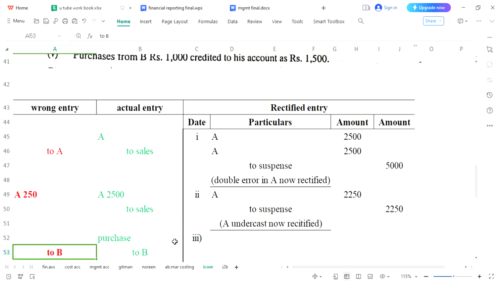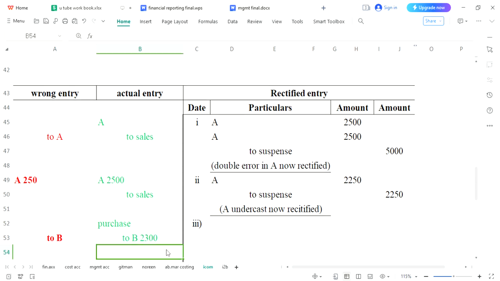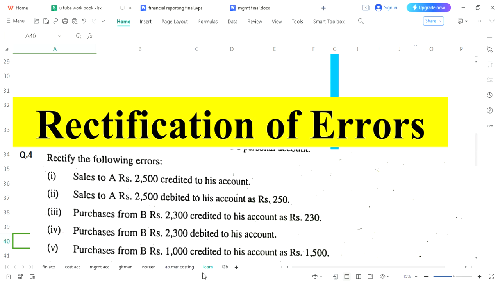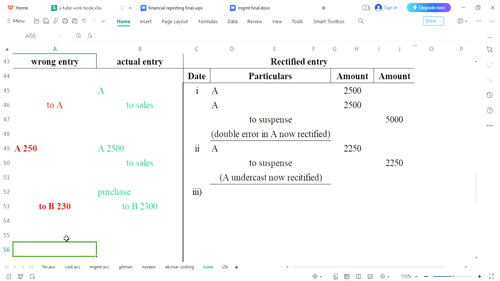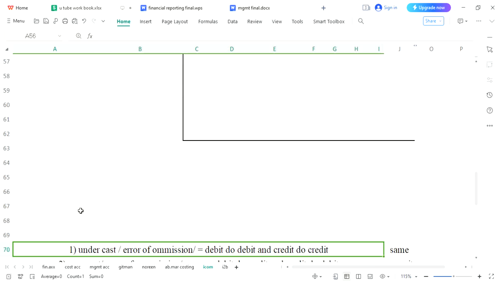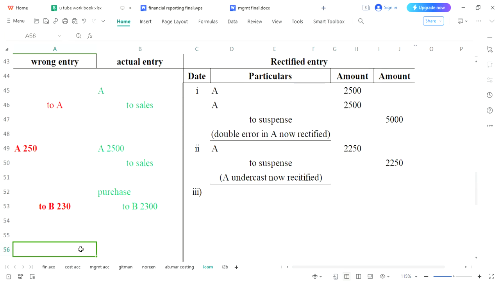Then what had happened? 2300 is the original amount. So 2300 we were supposed to write over here, but instead of 2300 we have written only 230. So here you will write 230. Now let me know what mistake you have done. Instead of 2300, by mistake we have written 230. Less amount has been written, and as you know, undercast means less amount has been written. So it is undercast.